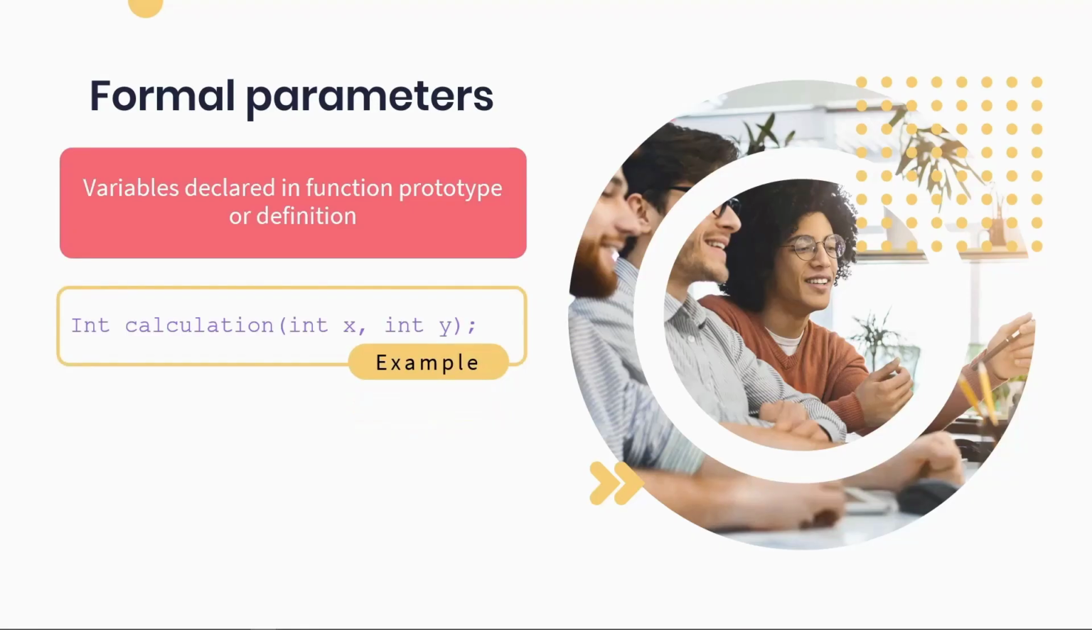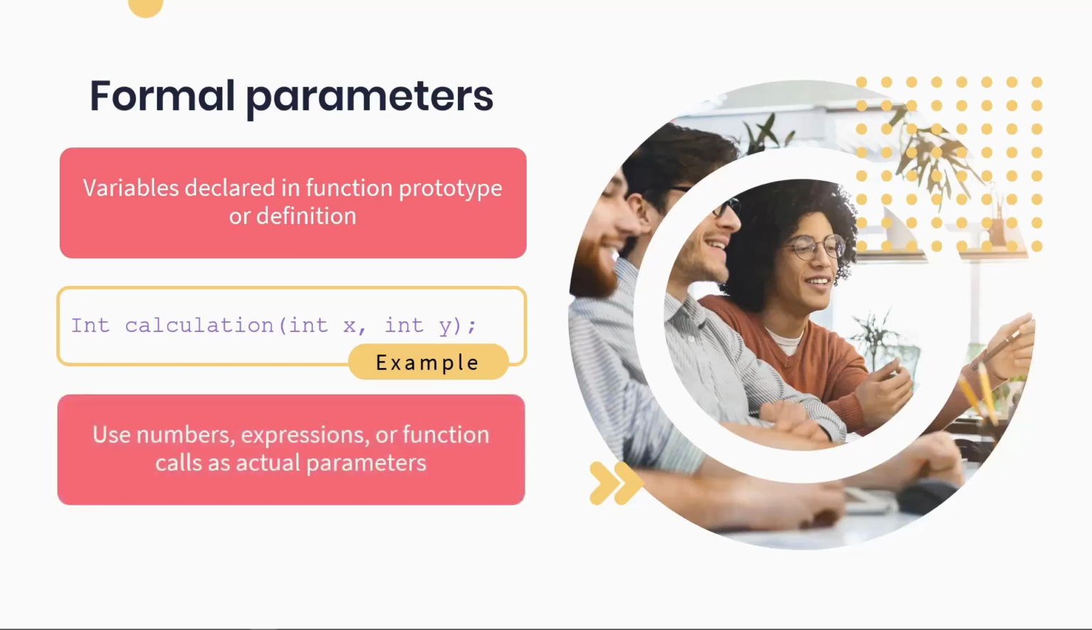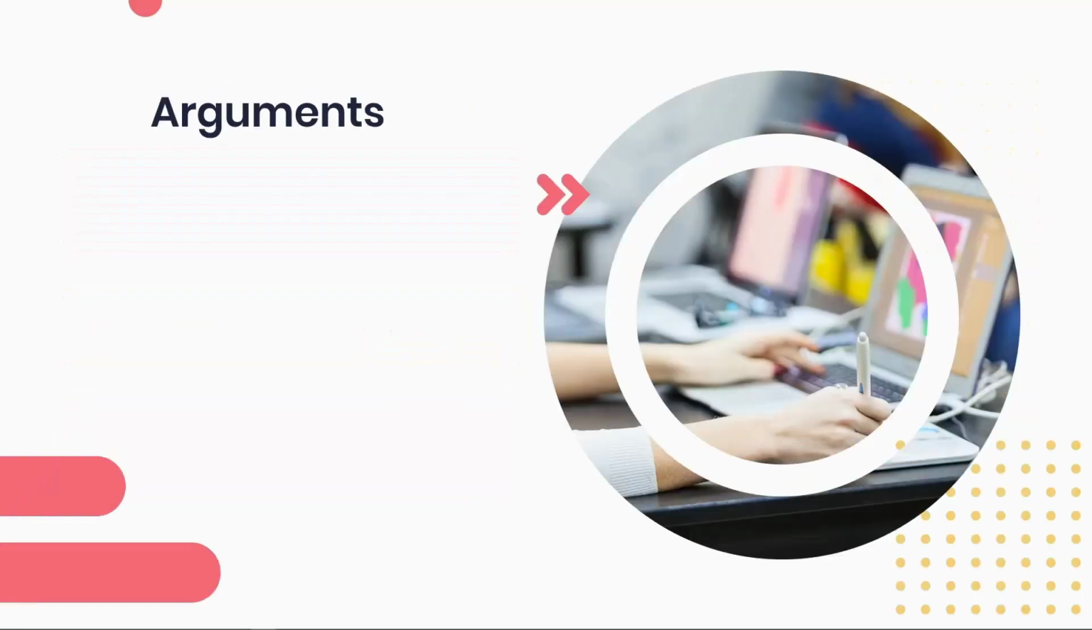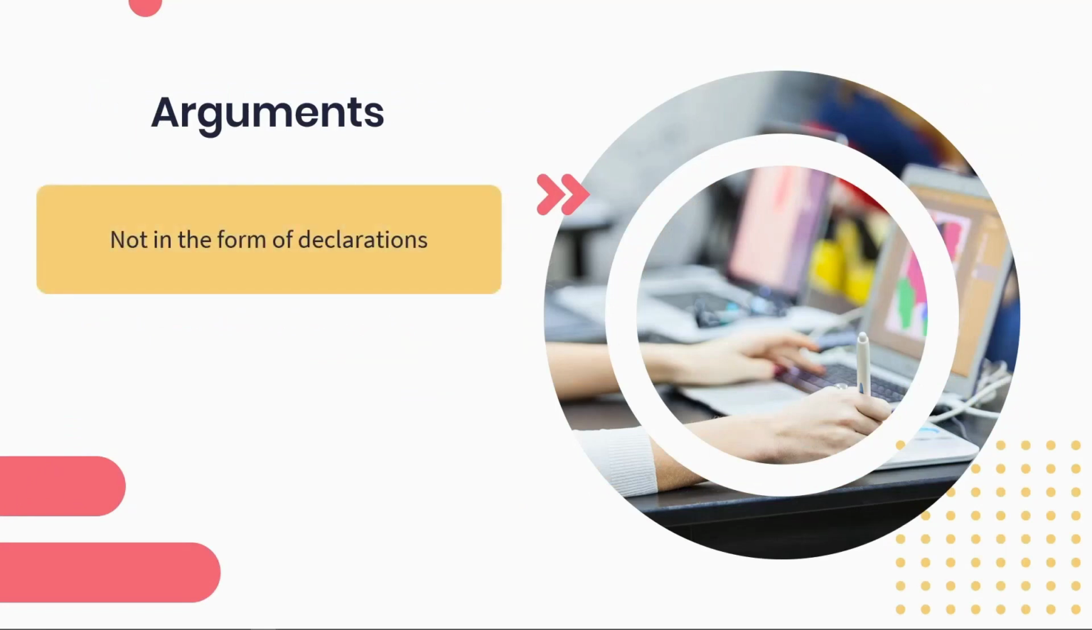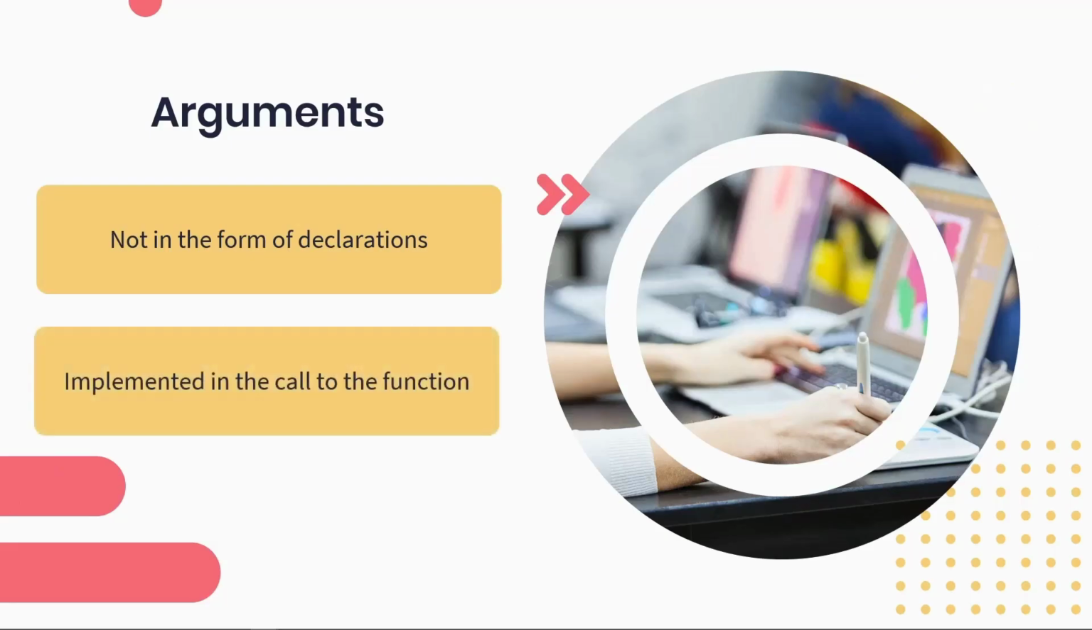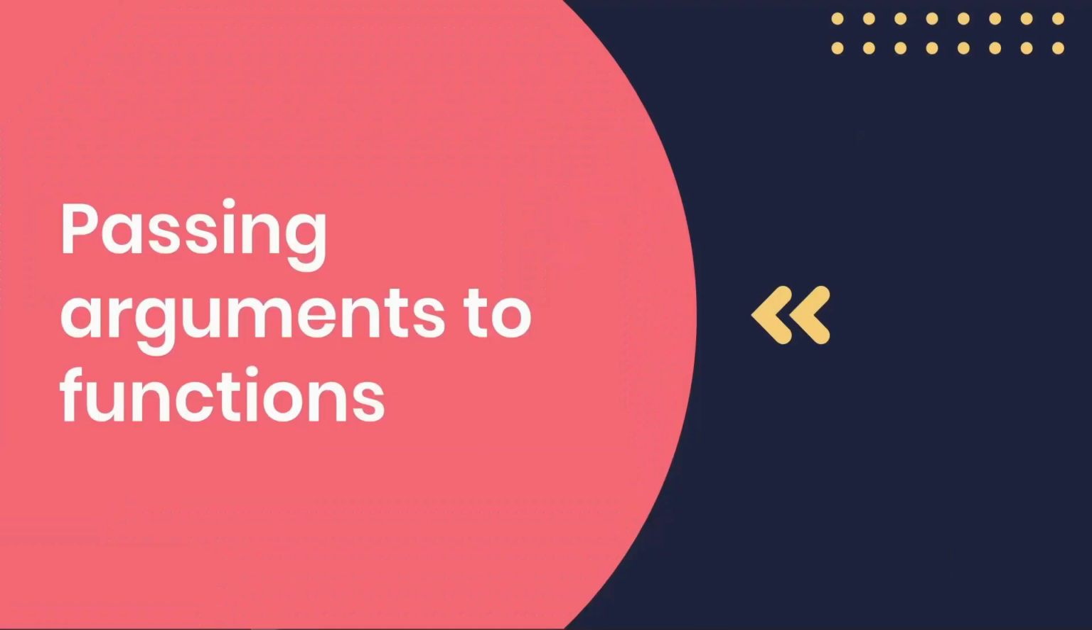Although formal parameters are typically variables, it doesn't really mean that they're always variable parameters. And it's not strictly set that they are variables. You can use numbers, expressions, or even function calls as actual parameters. The other type of argument is called actual parameters. Actual parameters are not in the form of declarations, as are their formal counterparts. Actual parameters are the ones implemented in the call to the function at any time during the code.